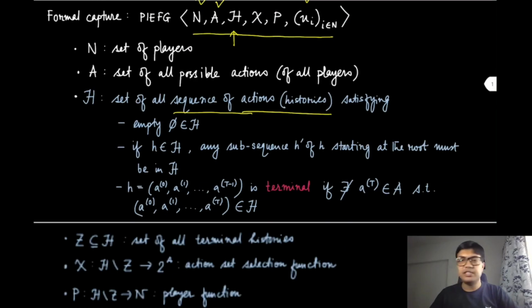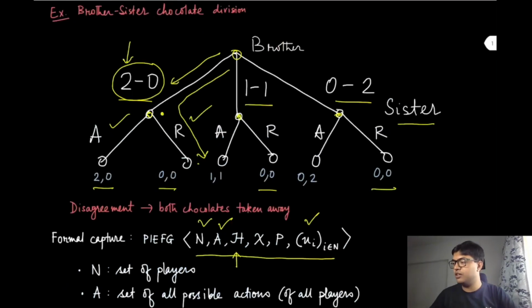So it satisfies certain properties. The first thing is that the null, the empty action, must already be in this set script H. That means the origin node should be inside this history. The second condition is that if we have some history which is in this history set H, then every subsequence of H starting from the root should also be a member of script H. So if you are looking at a history where there are two actions, action 1 and action 2, then the sub-history which looks at just action 1 should also be in the history set.